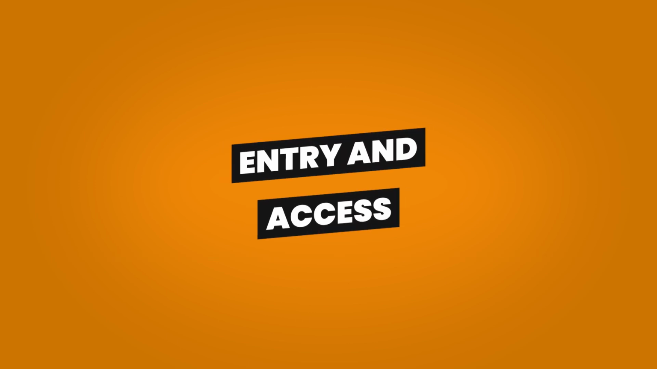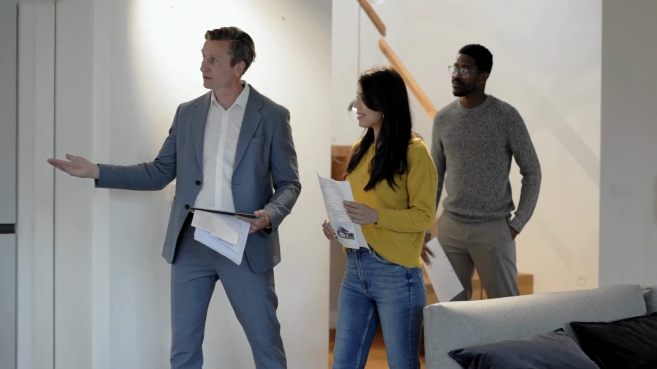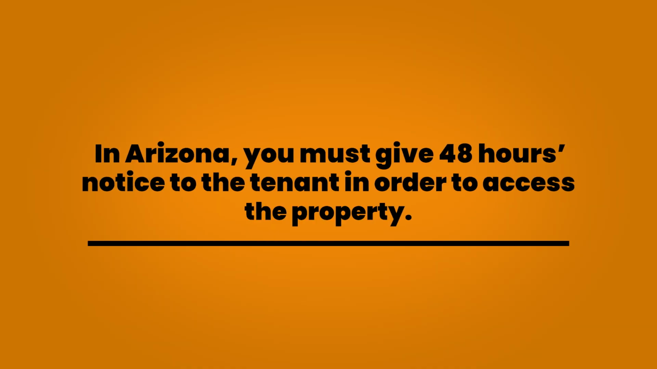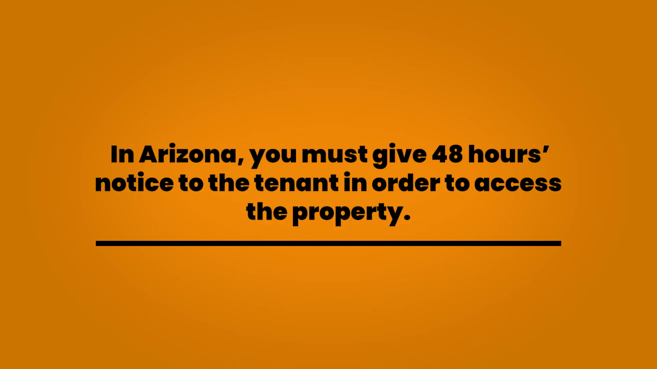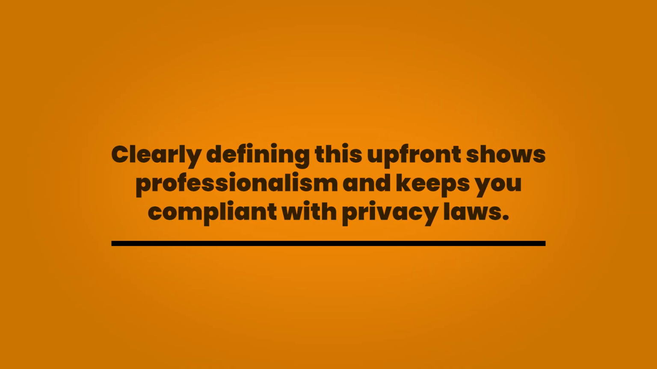Clause number 4 is about entry and access. As a landlord, you may occasionally need access to the property for repairs, inspections, or emergencies. Tenants also have a right to privacy, and legal notice to enter must be given. In Arizona, you must give 48 hours notice to the tenant in order to access the property. Your lease should specify how much notice is given before entering, acceptable reasons for entry, and how emergency situations are handled. Clearly defining this upfront shows professionalism and keeps you compliant with privacy laws.